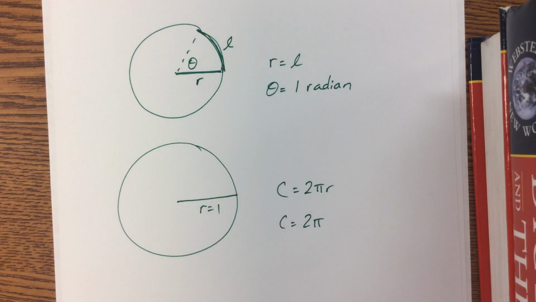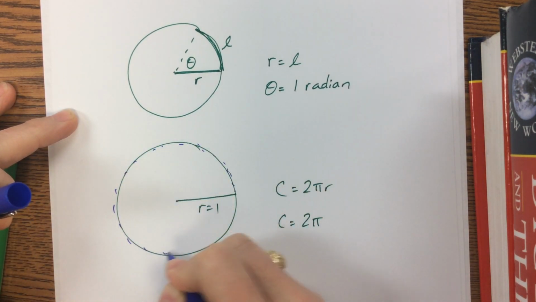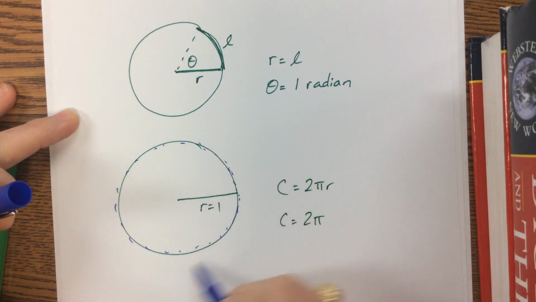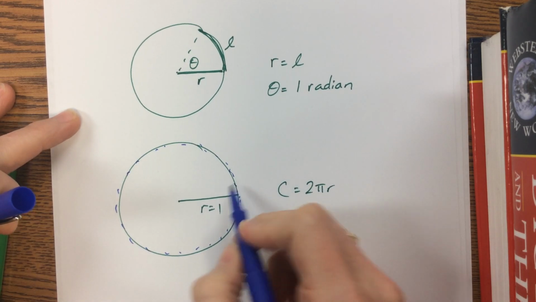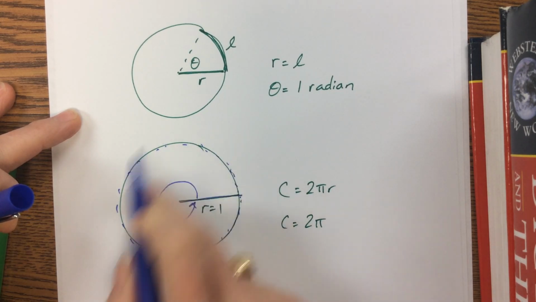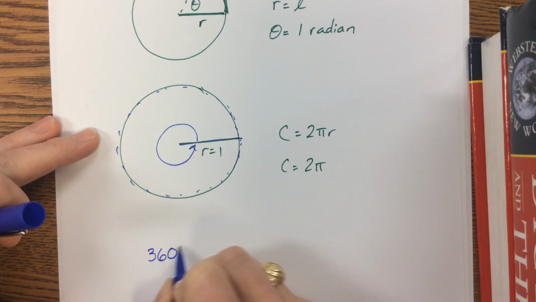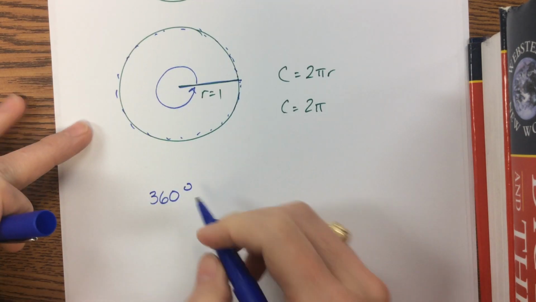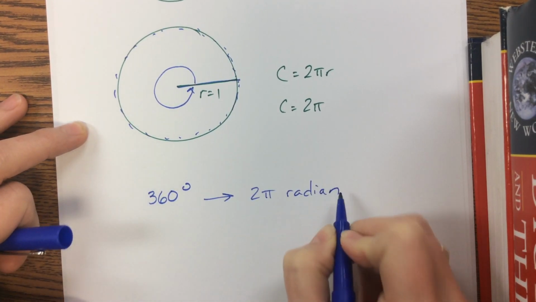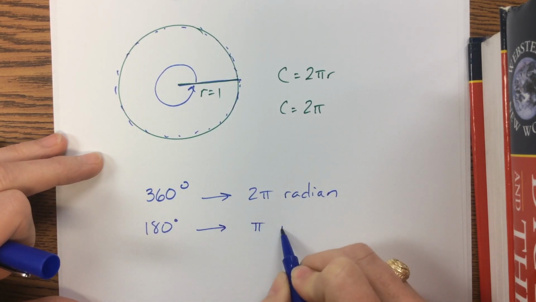to go the whole distance. The whole distance that we traveled was 2 pi when the radius is 1, and this angle that starts here and opens up and goes all the way around back to here is going to be 2 pi radians. So what we have here is that 360 degrees is equivalent to 2 pi radians. Or we could even then say that 180 degrees is equivalent to pi radians.